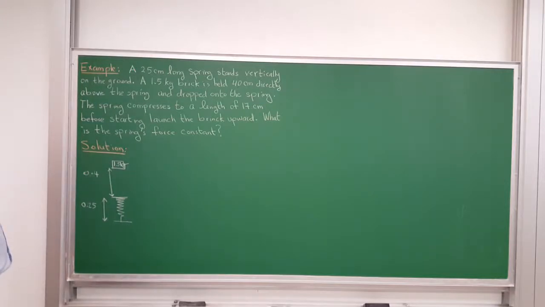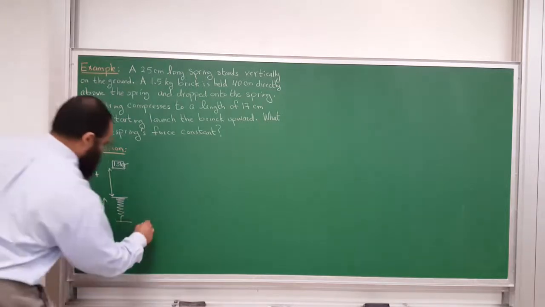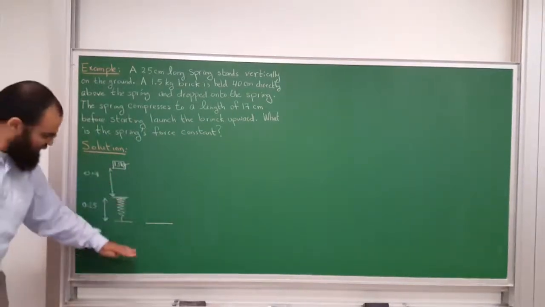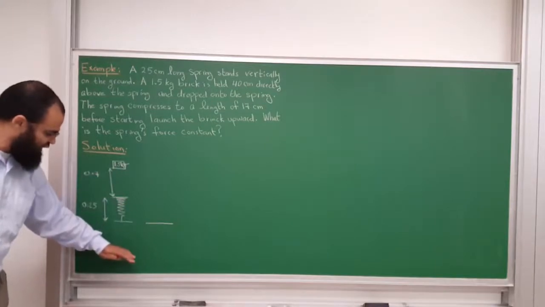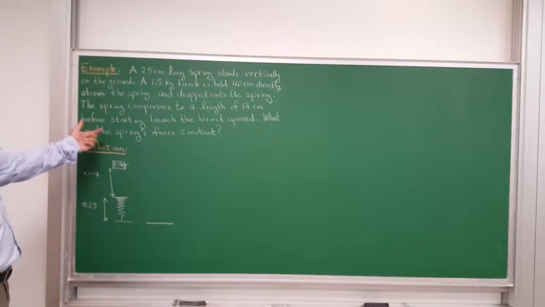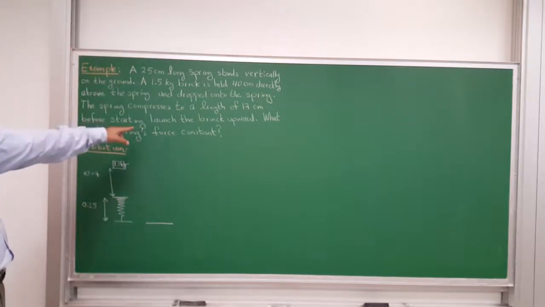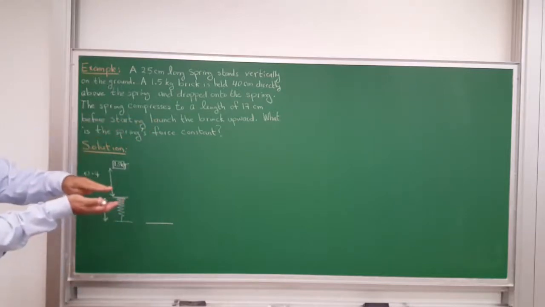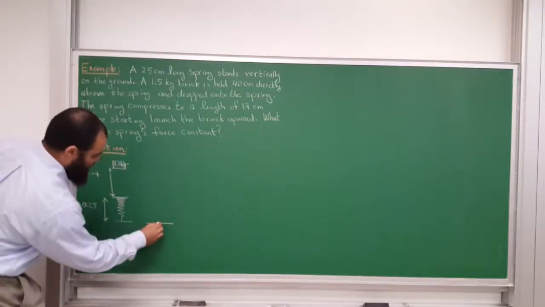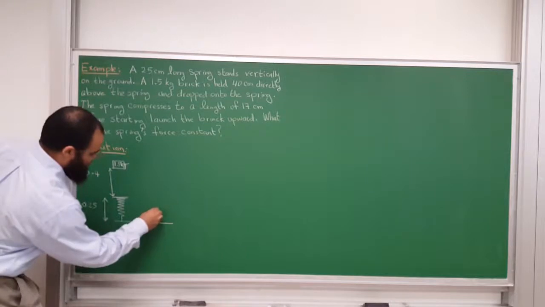And then the brick is dropped, so the initial speed of the brick is 0. And then it compresses the spring to a length of 17 centimeters. So here's what happens. You drop the brick, it hits the spring, and then compresses it. It comes to rest momentarily, and then the spring tries to push it back up. So before the spring starts to launch the brick upward, the spring compresses to 17, and then it's ready to launch it back. Let's see what happens.